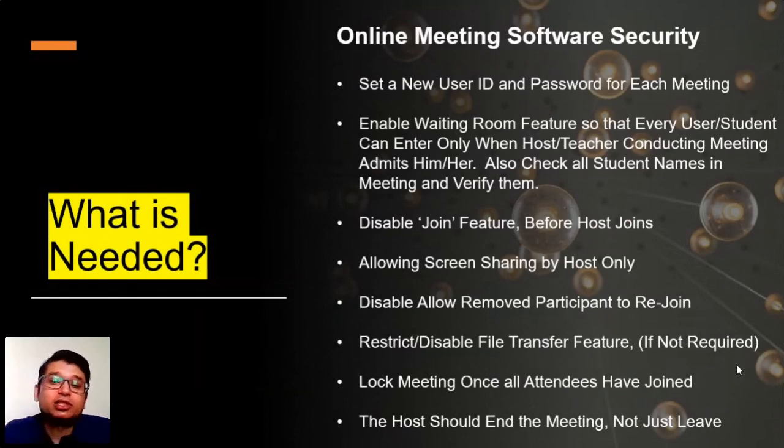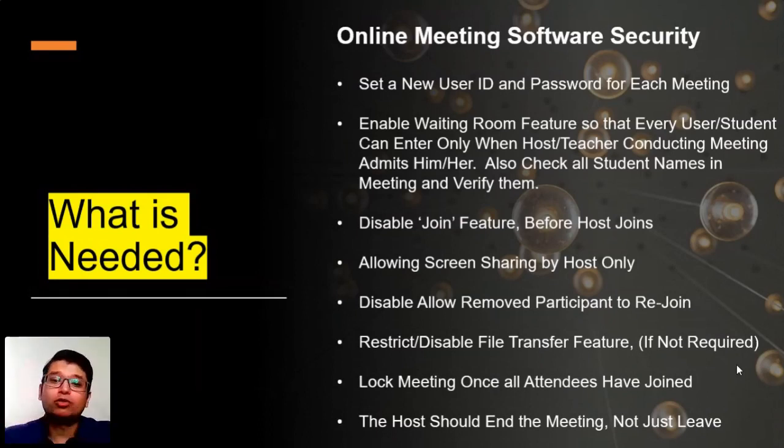The first point in itself is the most crucial one because here we talk about online meeting software and the security associated with them. So what we should do, and this is a request to all the product owners, all the tool owners in the organization, be it IT, be it marketing, be it individual faculty members, please set a new username and ID password for each meeting if possible.